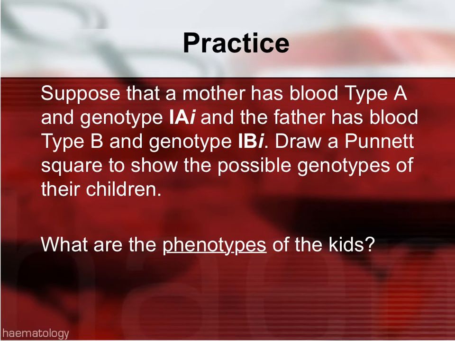Here's another practice problem. Suppose that a mother has blood type A and a genotype of IAI, and the father has a blood type B and a genotype IB. Draw a Punnett square to show the possible genotypes of their children. If you want to, practice this on your own and then check in with my answers to check your answers. So we're going to be trying to find the phenotypes of the kids. I'm going to scroll down.